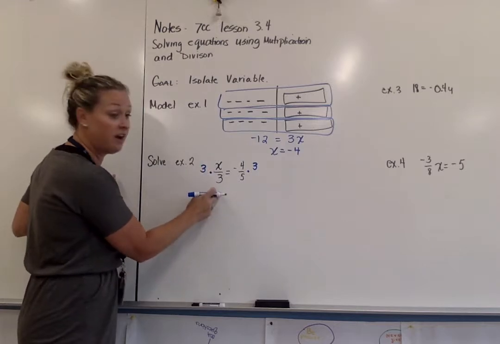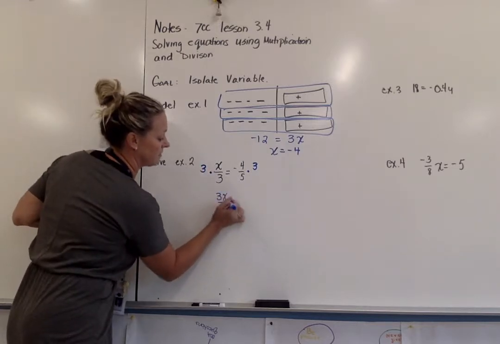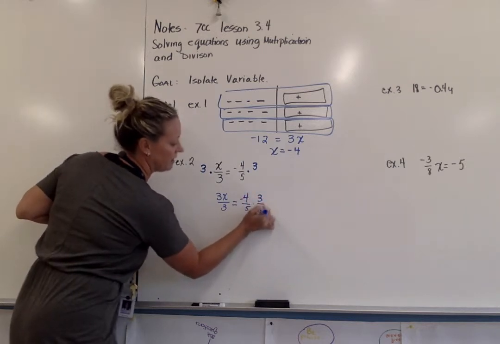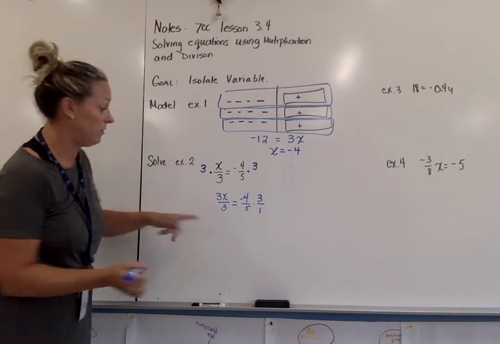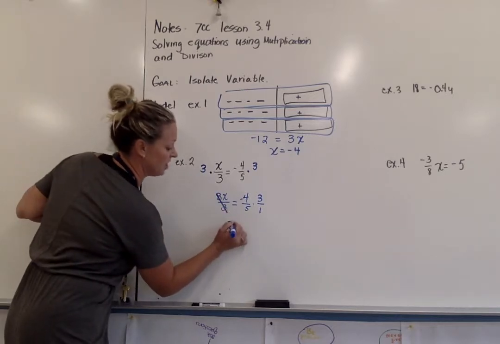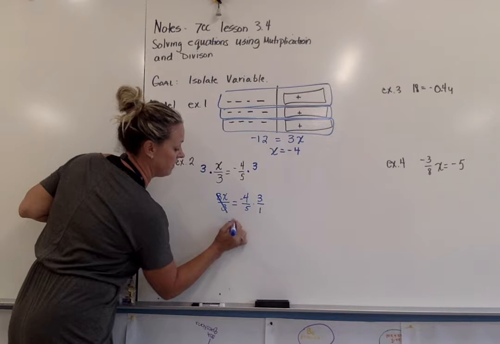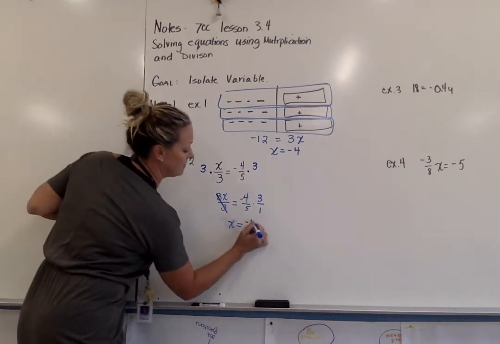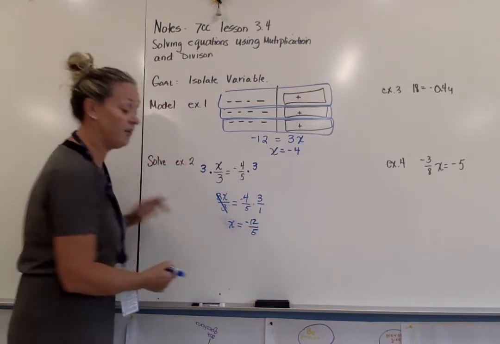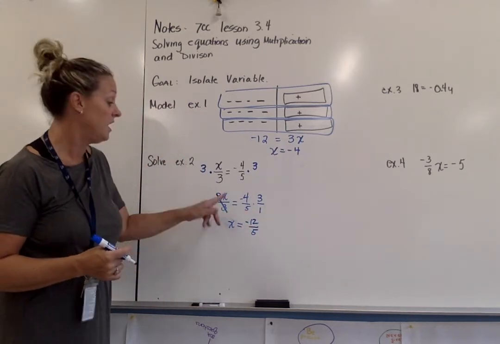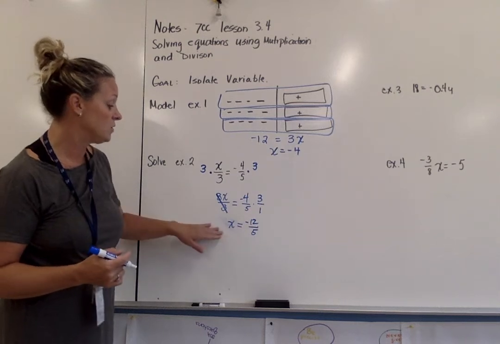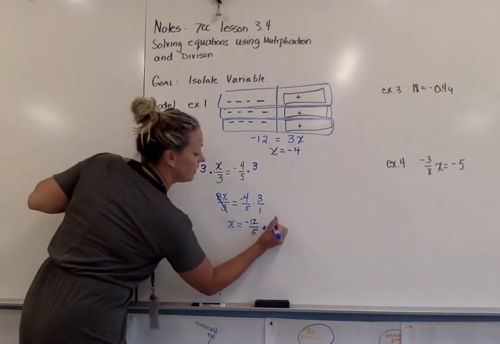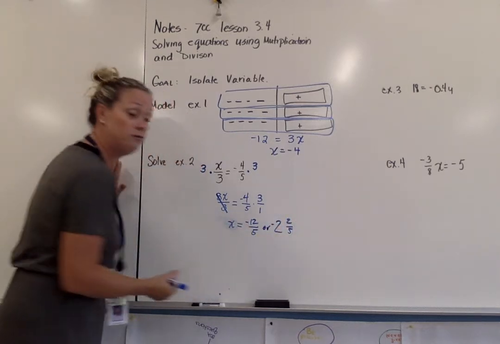3 times x divided by 3 really equals 3x divided by 3. I can put a 1 here if I'd like. And 3x divided by 3 is just an x, because 3 divided by 3 is 1. So this simplifies away. I then can do my math as negative 12 over 5, because negative 4 times 3 is negative 12, and 5 times 1 is 5. So the value of x is equal to negative 12/5. I can also write it as negative 2 and 2/5.